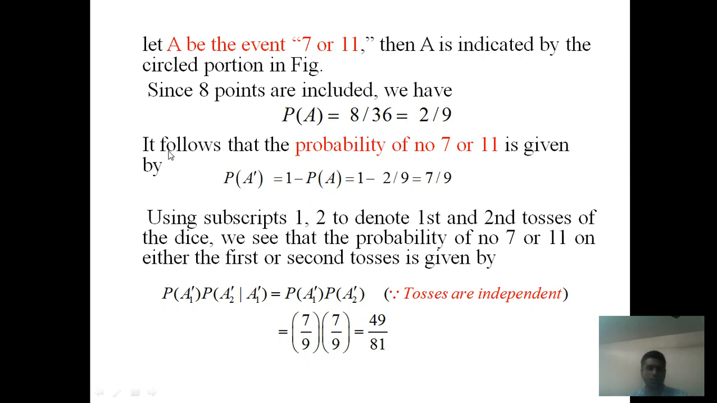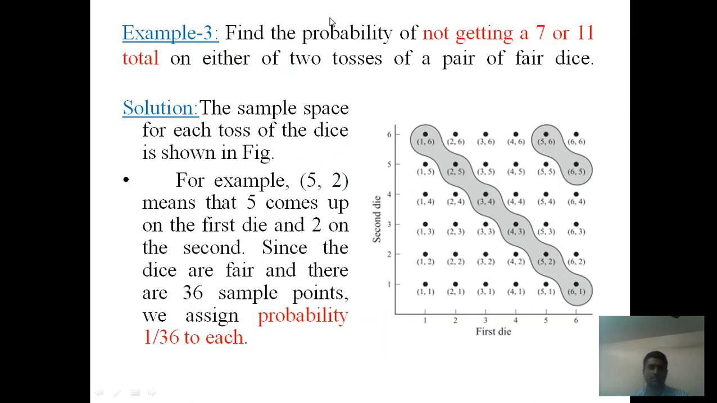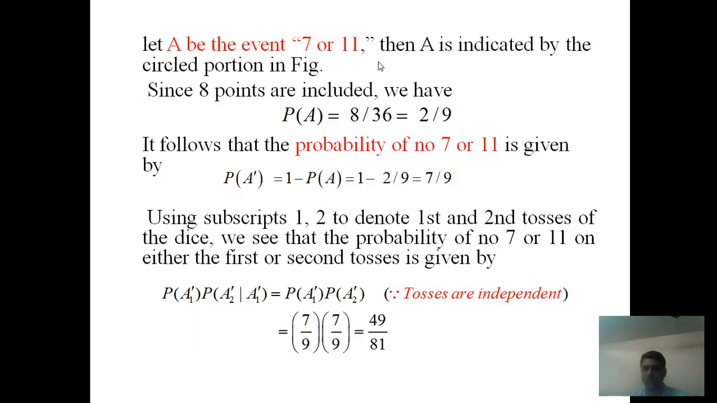So it follows that the probability of no 7 or 11, that is the complement of this event, so probability of A dash is 1 minus probability of A, that is 1 minus 2 by 9, which is equal to 7 by 9. But up to this stage we are talking about only one toss, and right now we have to find the probability for two tosses of fair dice.